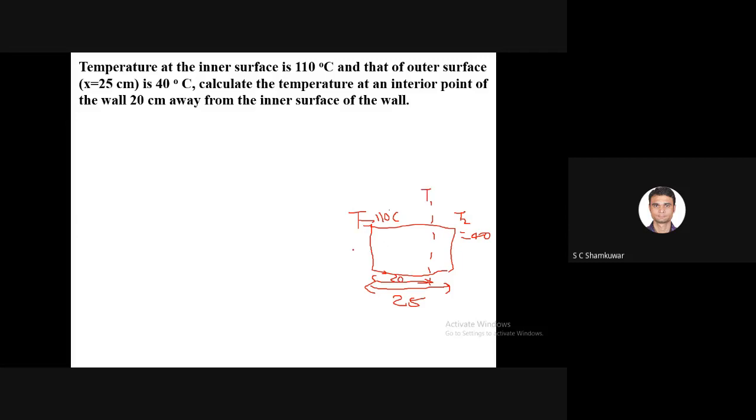Can you find out by using the Laplace equation? Anyone? Can you find out, if the inner and the outer surface temperatures are given, the temperature which is in between the inner and outer? Can you find out that? Anyone?